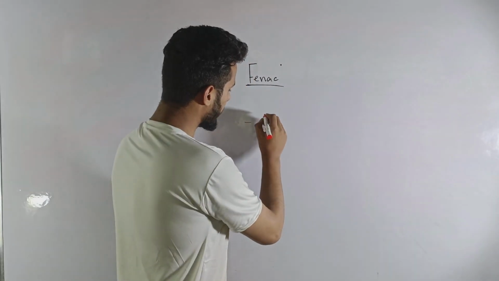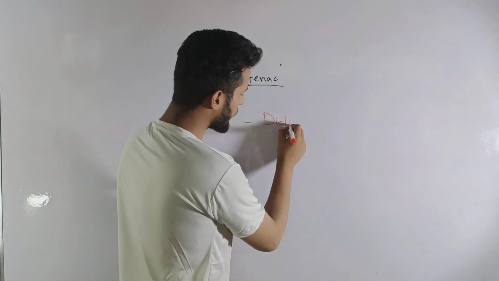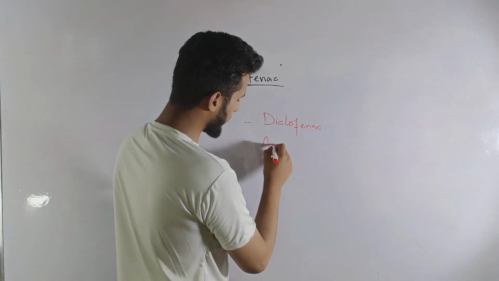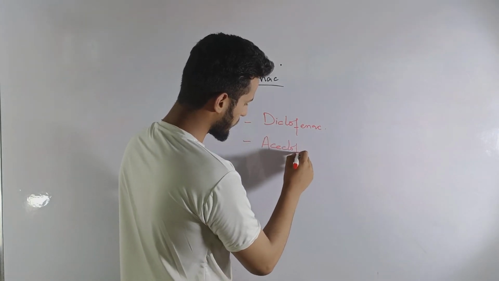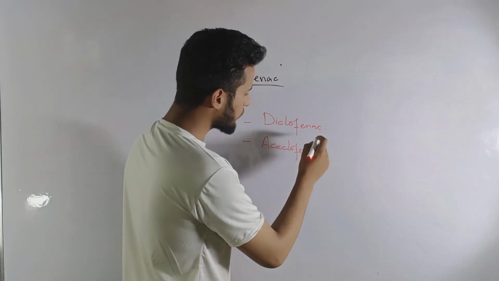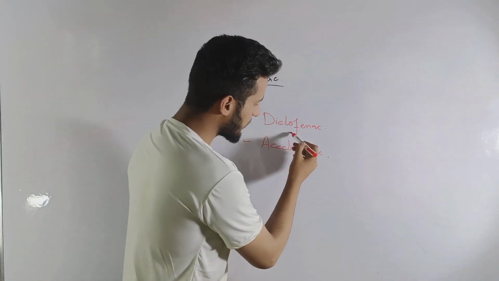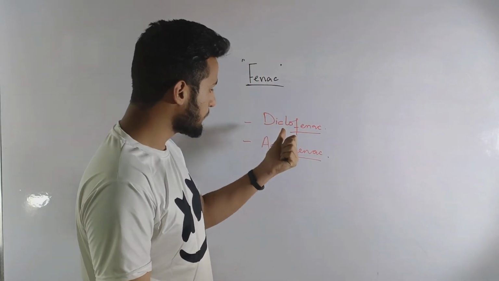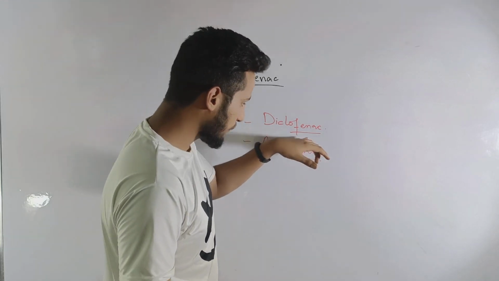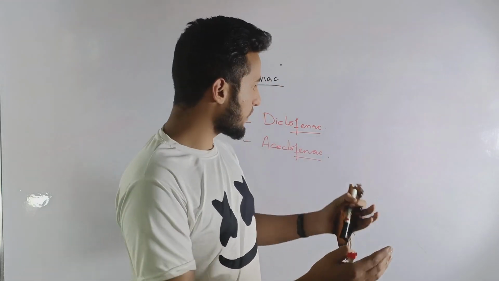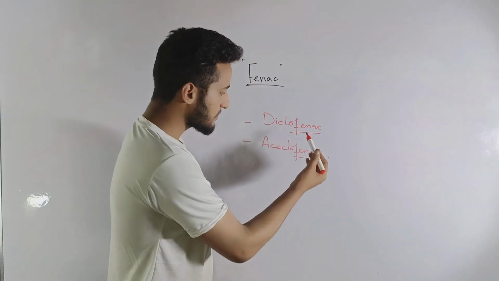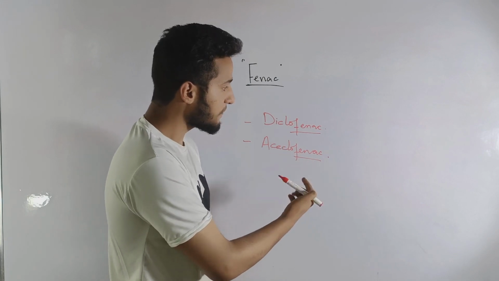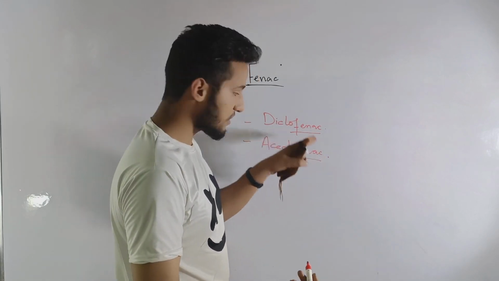For example, we have the commonly used drug diclofenac. This drug is used in everyday life. We have aceclofenac. So these drugs both contain the word phenaic at the end. So the first suffix was phenaic, and we have two drugs here, diclofenac and aceclofenac. We will see where these drugs are used, in which condition these drugs are given, and also which class these drugs belong to.